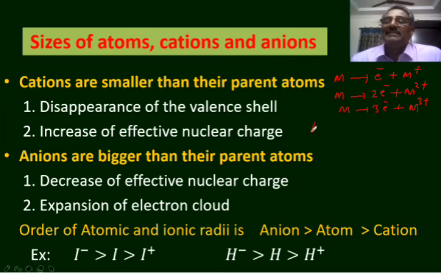For example, if you consider sodium, it gives 1 electron and changes to Na+ ion. The electron distribution in sodium is 2, 8, 1. If the electron is lost, it will be lost from the valence shell. So the electron distribution in Na+ ion will be 2, 8. Here the outer shell has disappeared. In sodium atom, the outer shell is the third shell, whereas in sodium ion, the outer shell is the second shell.